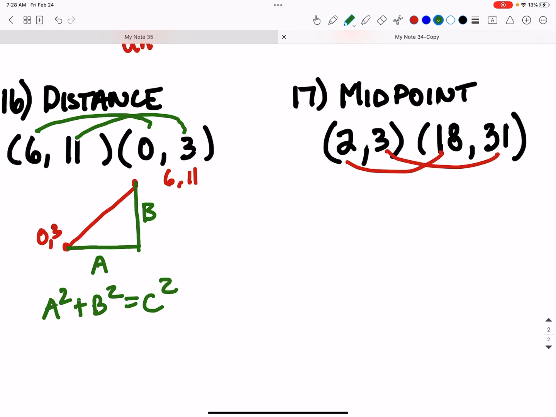So you're using subtraction. We subtract the x's, and that's going to give us our a's. We subtract the y's, and that's going to give us our b. And then see if you can do a squared plus b squared equals c squared.